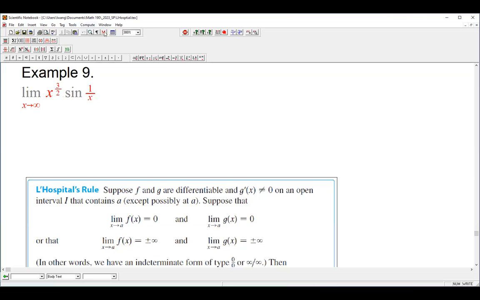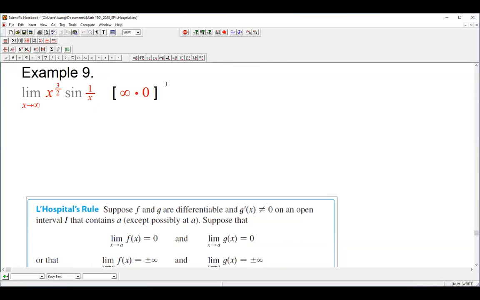So what kind of situation do we have here? Well, this piece is approaching positive infinity, and that piece is approaching 0, because as x approaches infinity, 1 over x approaches 0. So we have an indeterminate form of infinity times 0. What's the limit? We don't know. Does it have a limit? We'll see.